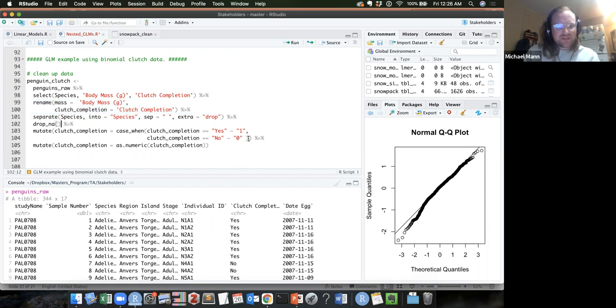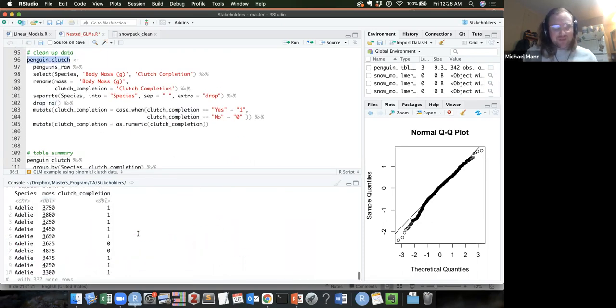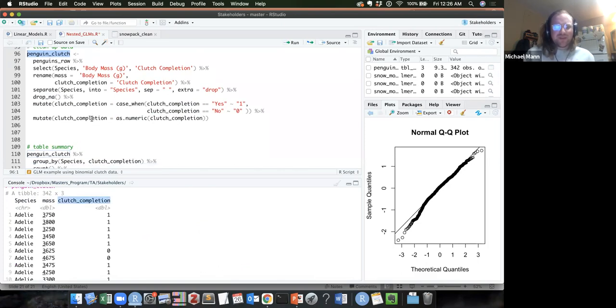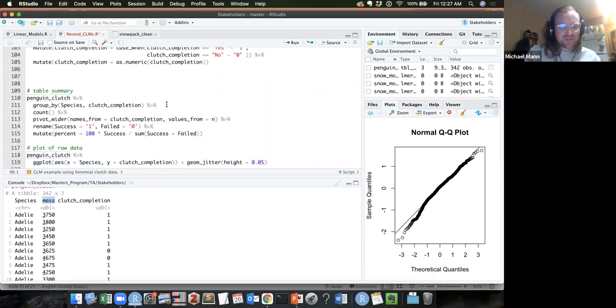Remove some NAs, etc. And then this code here is just me recoding the yeses to be ones and the nos to be zeros and then making it numeric. So don't worry too much about the cleanup, but that's how I'm going to get this clean Penguin clutch data set. With this data set, we just have the species, their mass, and clutch completion. So we can test to see: do the species have differing success in terms of reproduction? And then also, does mass matter? Are bigger penguins more successful?